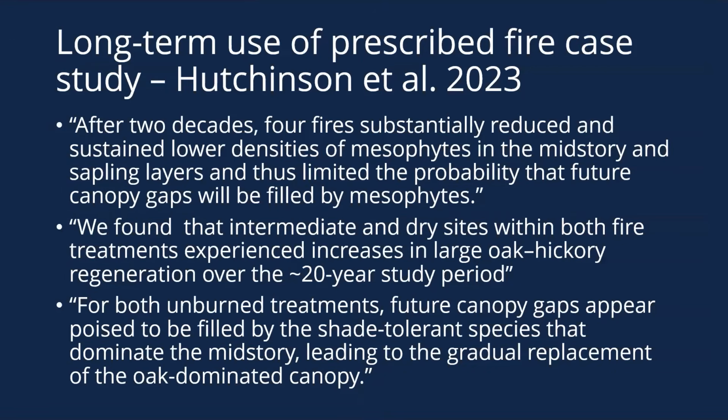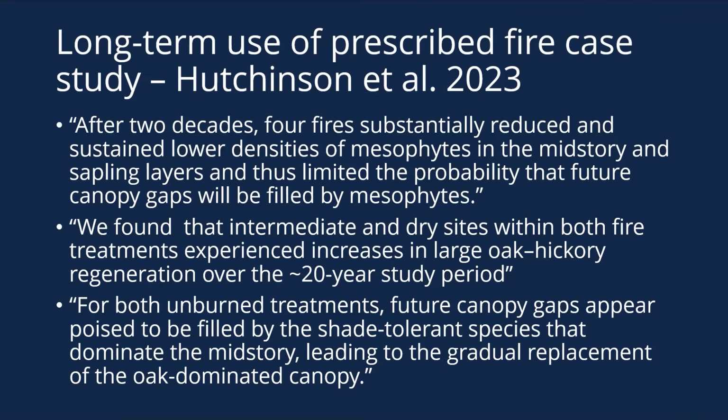And there was one really neat study that looked at this over a long period. This was about a 20-year period where they looked at burning, and burning and thinning, and how it influenced the oaks and the other species over time. They found that after 2 decades, 4 fires over that 20-year period substantially reduced and sustained lower densities of these mesophytic species in the mid-story and sapling layer, and then limited their probability of filling in those canopy gaps. So it really put them at a low level.